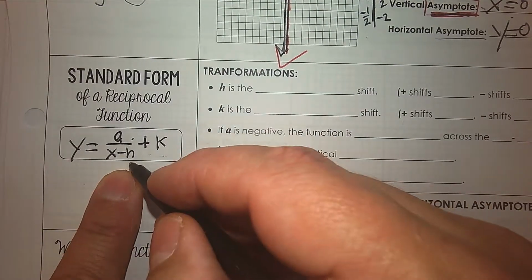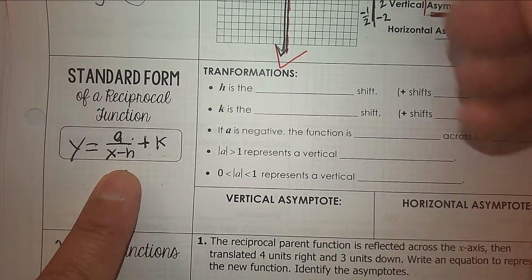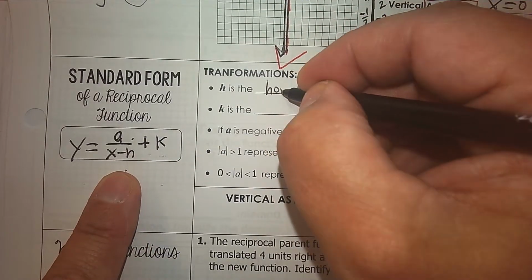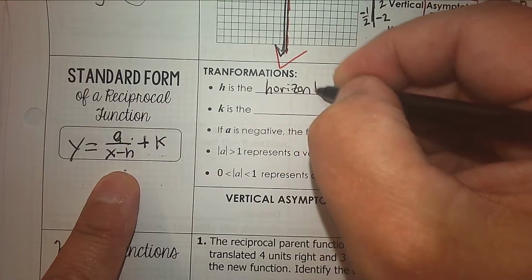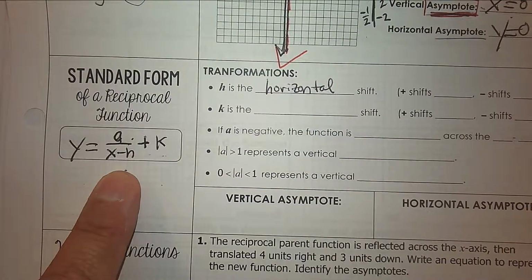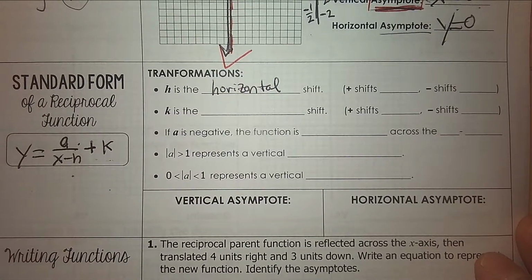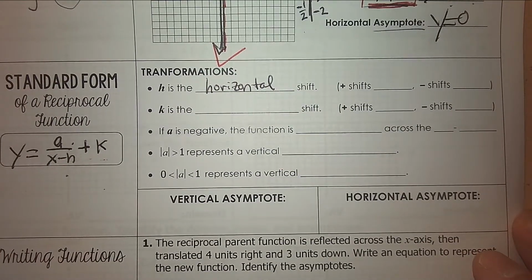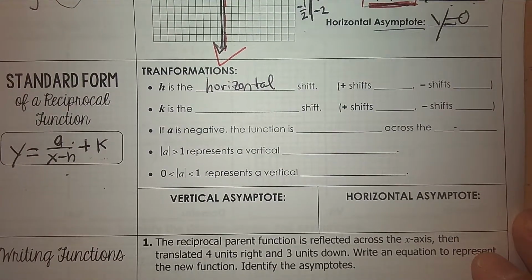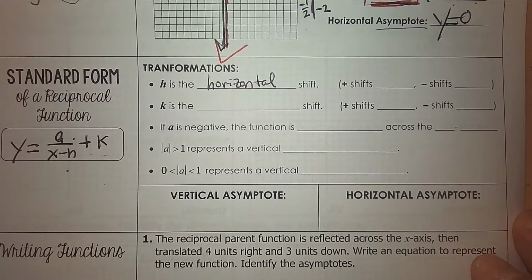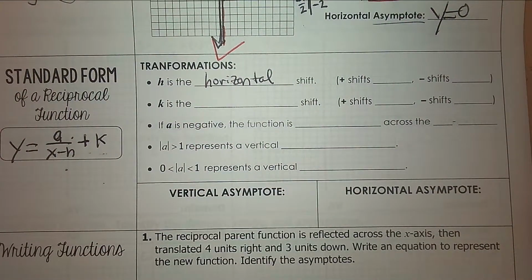H inside the function is the horizontal shift. What direction is horizontal? Left, right, or up and down? Now, this one's always the challenging one. Do you remember doing any transformations last year where you understood if it shifted left or right, up or down, stretches, compressions, reflections? Yes, but it's been a long time, right?